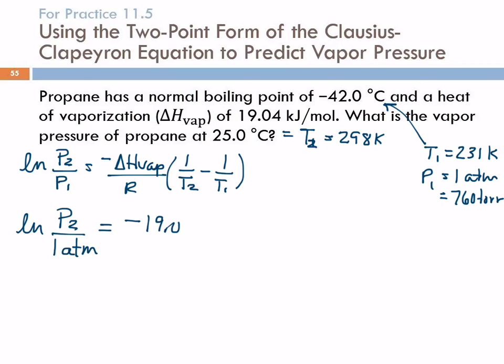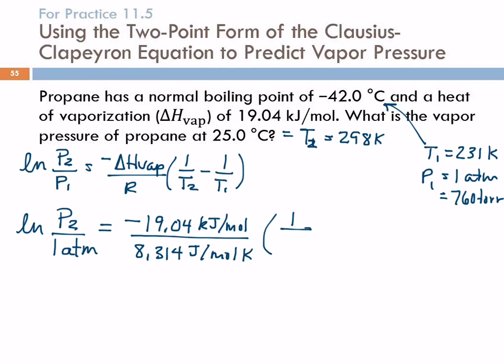So the heat of vaporization is 19.04 kilojoules per mole. R is 8.314 joules per mole Kelvin. 1 over T2, T2 is 298 Kelvin. T1 is 231 Kelvin.